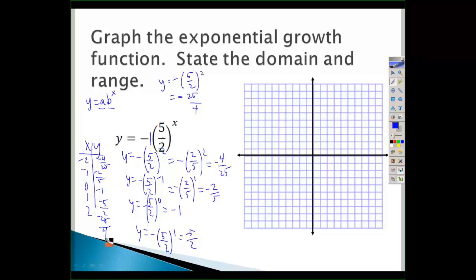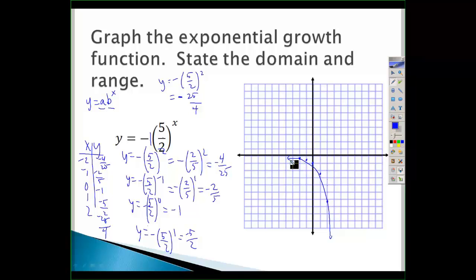What I want you to notice is that this is the first example where we had a negative number for the a value. It's really important because our graph is going to flip upside down. I'll show you why. Negative 2, negative 4/25, just a little below. Negative 1, negative 2/5, a little below but a little farther than the last one. 0, negative 1. 1, negative 5/2. And 2, negative 25/4, so negative 6 1/4. 1, 2, 3, 4, 5, right there. Once again, I'm going to make a nice smooth curve through all my points.